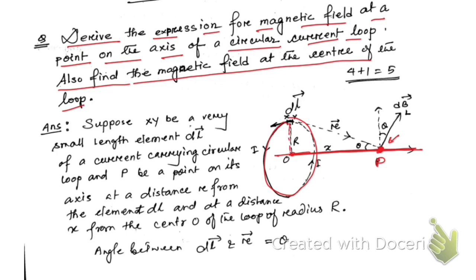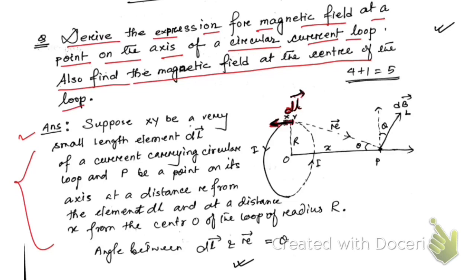Just pause the video and note these things that I have written here. First note these things. Here I have taken a very small length element XY of this loop, whose length is dl. I have taken this as a vector quantity dl, whose direction is actually out of the screen. You will take the note later.